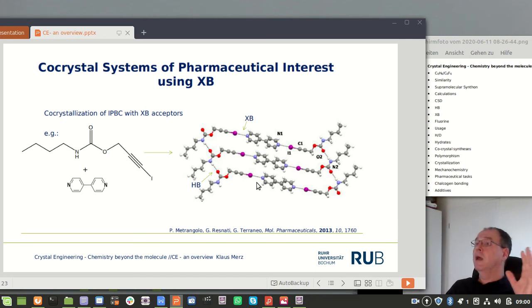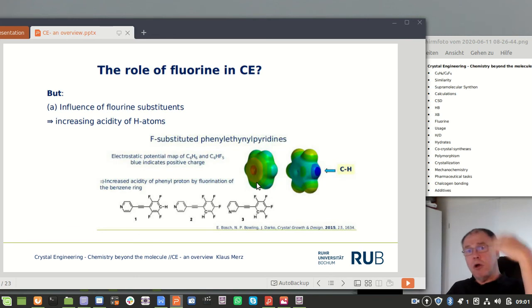And when we go on, we said, okay, we are talking of halogens. What's going on with fluorine? We have seen that fluorine by itself does not form typical halogen bonds, but you can use fluorine substituents in crystal engineering, for example, to increase the acidity of neighboring hydrogen. And this is helpful, for example, to build up hydrogen bonds with neighboring molecules.